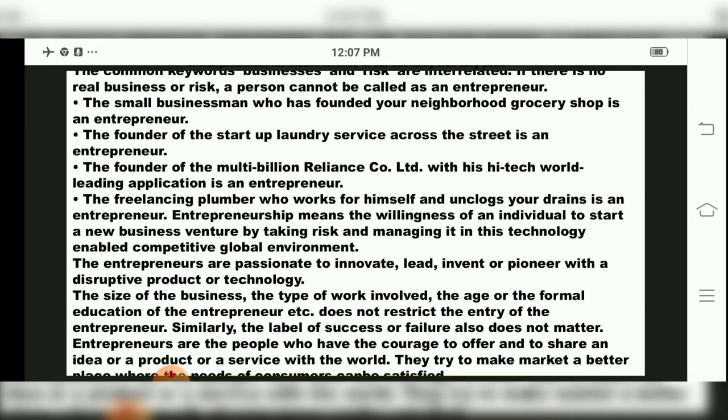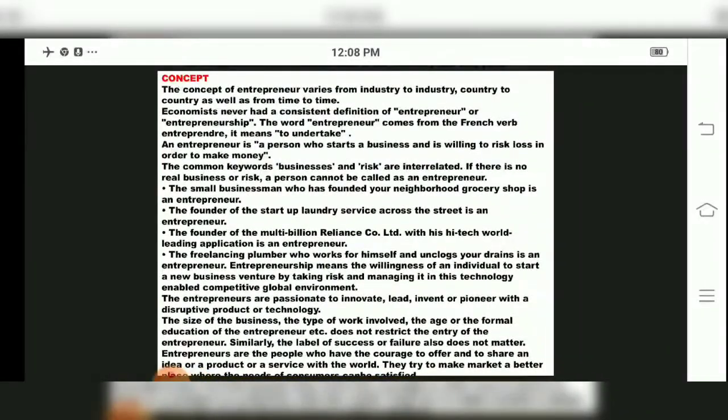So the size of the business, the type of work involved, the age or the formal education of the entrepreneur does not restrict the entry of the entrepreneur. Similarly, the label of success or failure also does not matter. Entrepreneurs are the people who have the courage to offer and to share an idea or a product or a service with the world. So they try to make the market a better place where the needs of consumers can be satisfied.